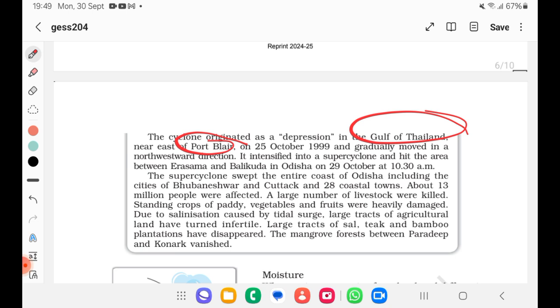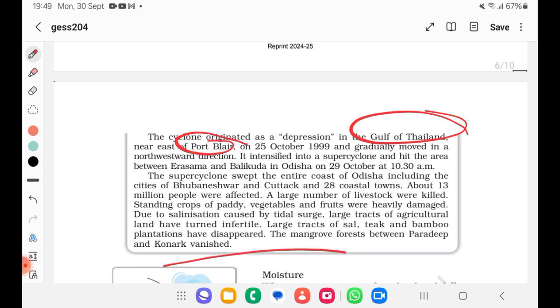About 13 million people were affected. A large number of livestock were killed due to salinization caused by tidal surge. Large tracts of agricultural plantations have disappeared. The mangrove forest between Paradip and Konark vanished.